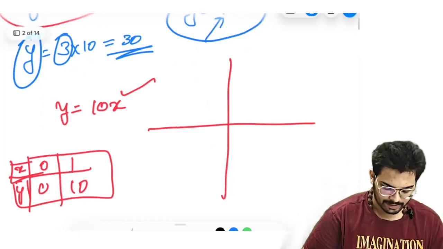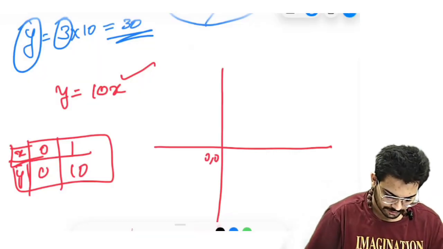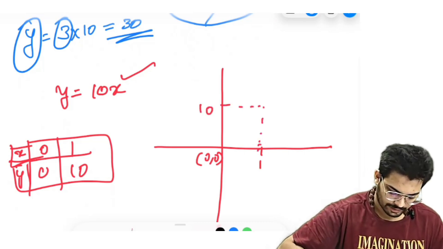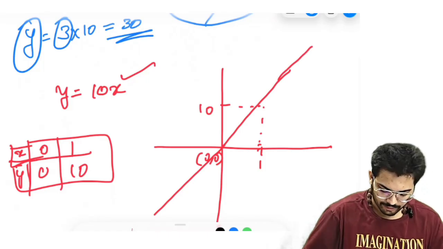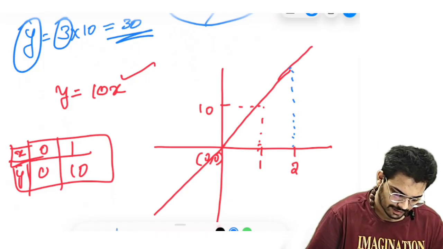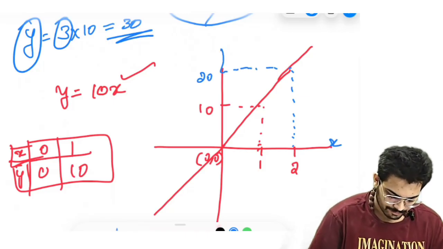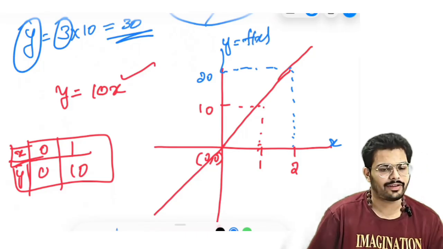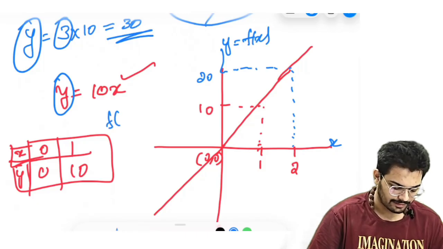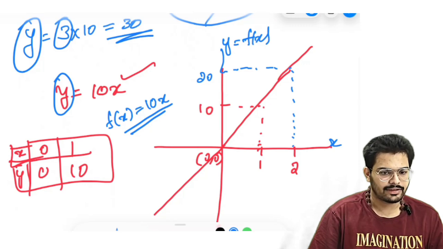One of the points will be the origin, that is 0 comma 0. When you buy 0 pens, that is 0 rupees. When you buy 1 pen, you need to pay 10 rupees. Now with the 2 points, you can draw a straight line. Now if you are buying 2 pens, the cost you will be paying, this value will reach 20. This is x and this is y equals function of x. Function of x means y depends upon x. So instead of y, you can write f of x equals 10x. That's how it looks.